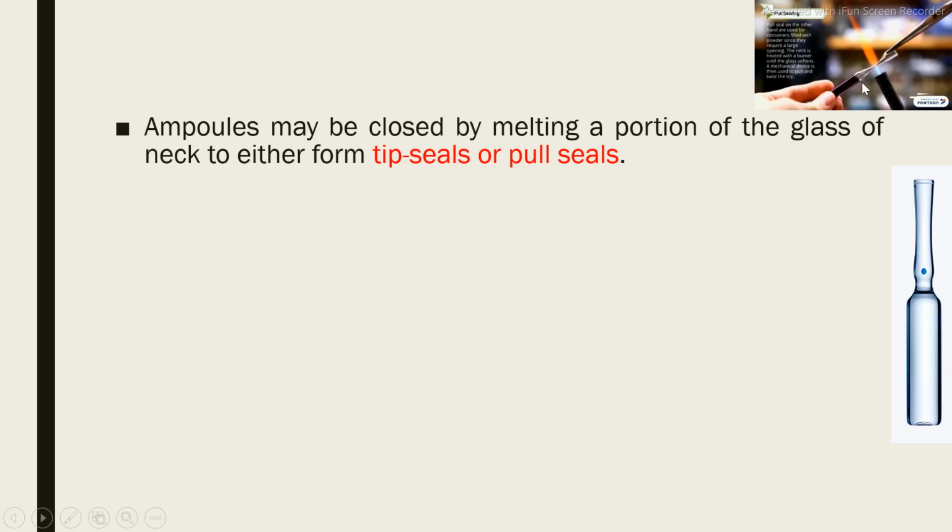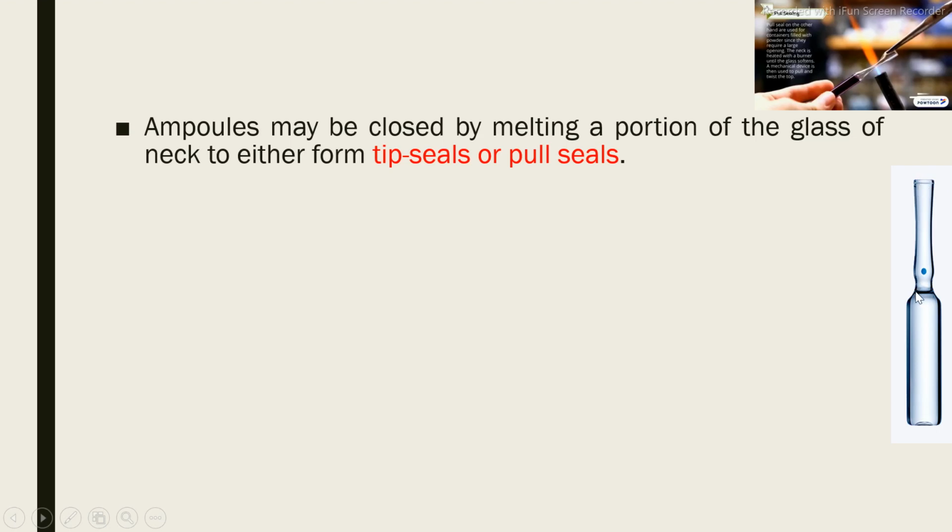So this type of sealing is called pull sealing. Why is it called pull sealing? Because we are going to pull the melted part away from the ampoule. And what is meant by tip sealing? In this case, the jet burner is exposed at the tip of your ampoule, but not at the neck of the ampoule. Once we expose the tip of the ampoule to the high velocity jet burner, the tip starts melting, and again it gets completely closed.